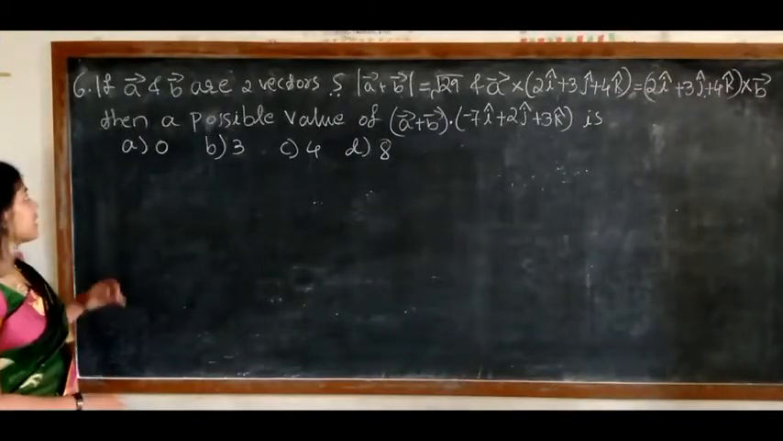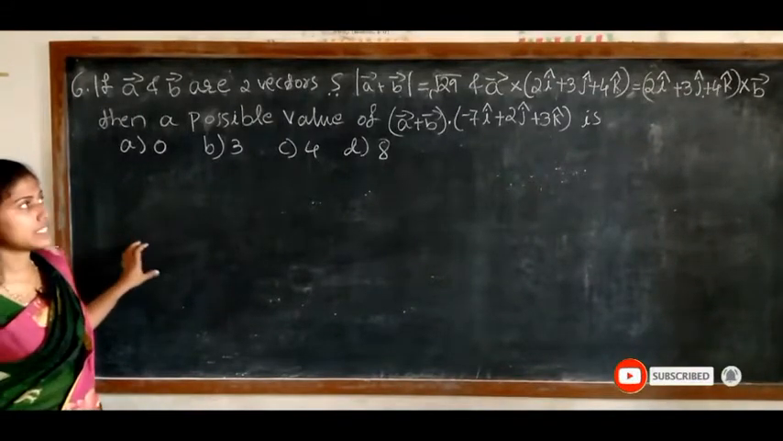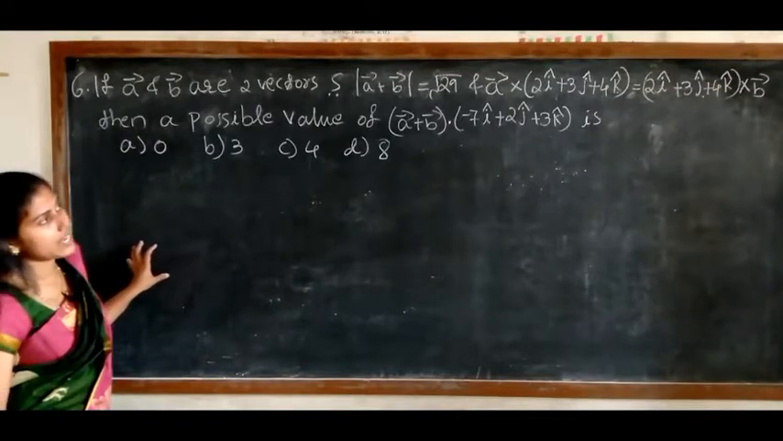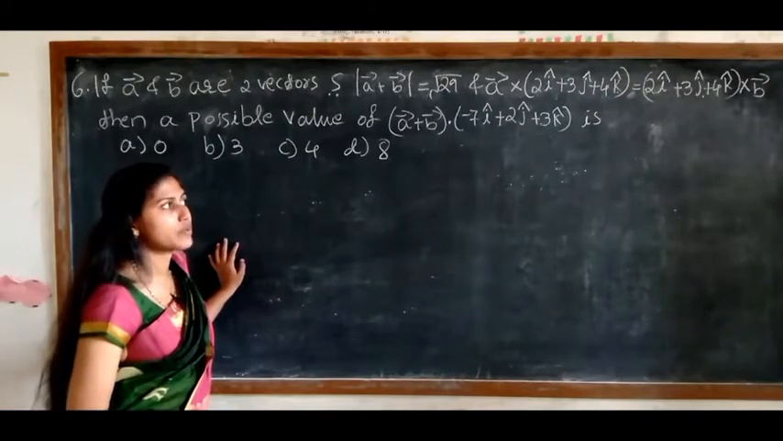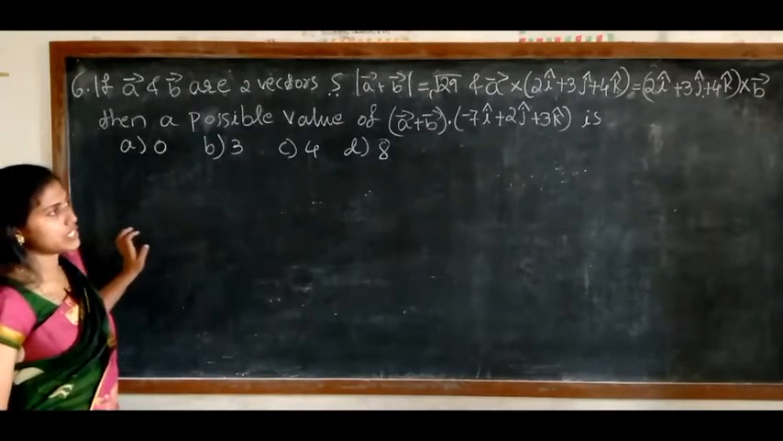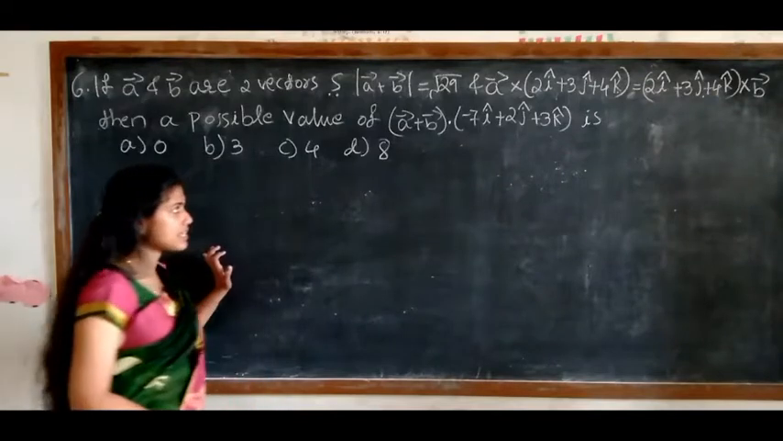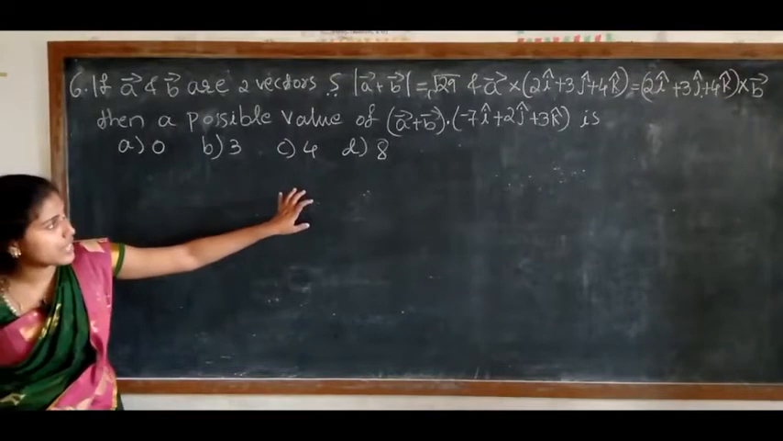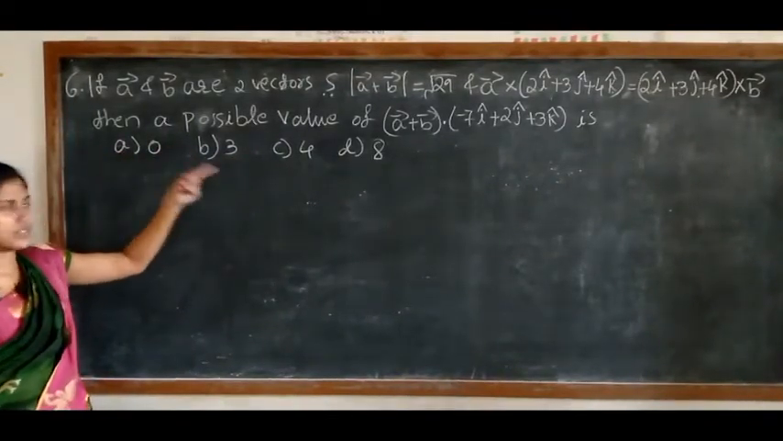Now the sixth question is: if vector A and vector B are two vectors such that mod of vector A plus vector B is equal to root 29, and vector A cross (2i cap plus 3j cap plus 4k cap) is equal to (2i cap plus 3j cap plus 4k cap) cross vector B, then a possible value of (vector A plus vector B) dot (-7i cap plus 2j cap plus 3k cap) is A 0, B 3, C 4 and D 8. That is, we can choose one of these answers.